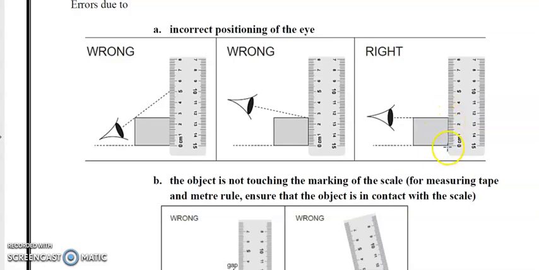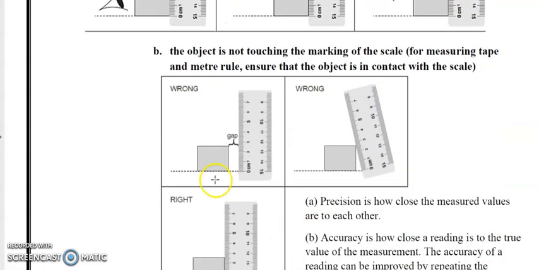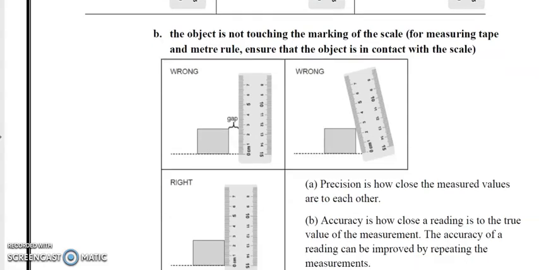Can you see that it's starting off at 0 and ending somewhere there, and this thing is in contact with the ruler. There is no space, so it's actually wrong to leave a gap like this way or a gap like this way, because here you end up measuring a much greater value than the actual value. So these are standard practices which we need to know.